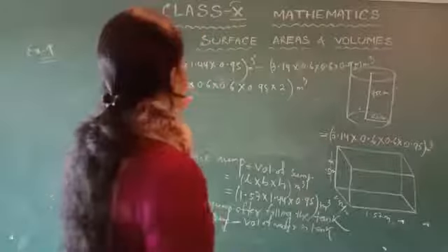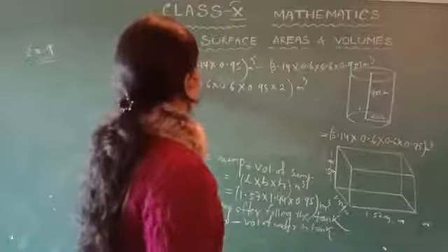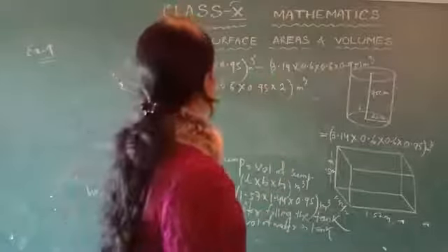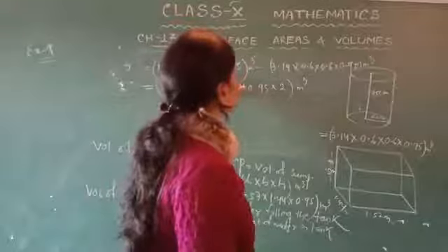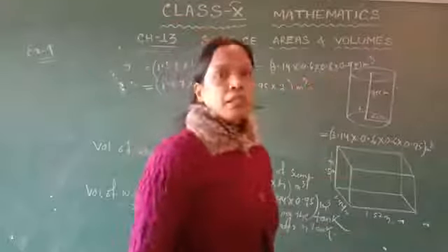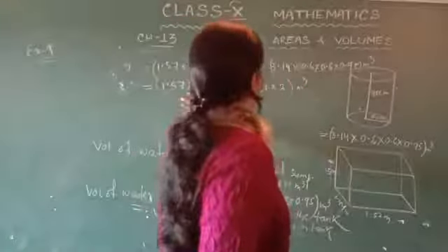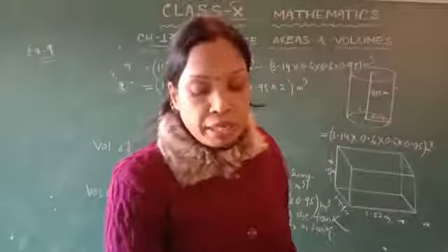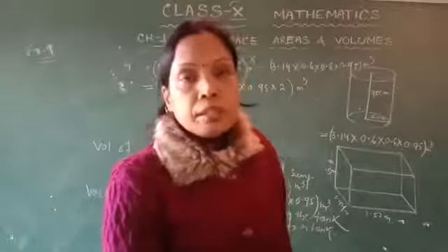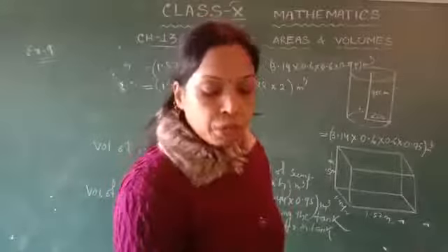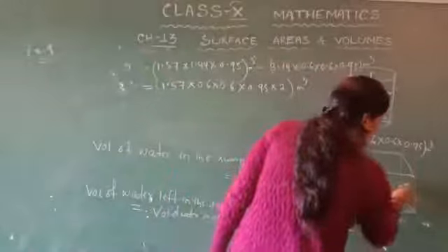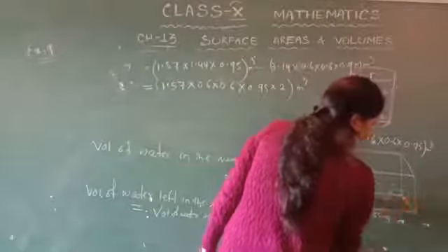Okay, because here you see 1.57, here it is 3.14, here 1.44 into 0.95. So this is it. When we subtract, then we get this one. So this is the volume of water left in the sump. Then again the question said, find the level of water left inside the sump.